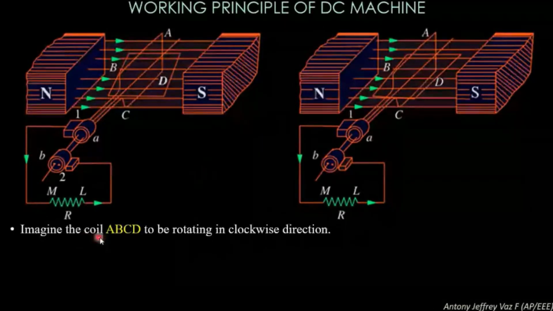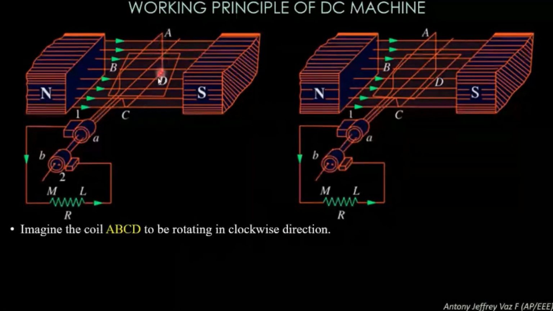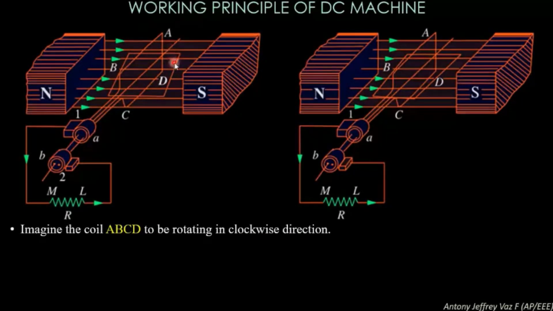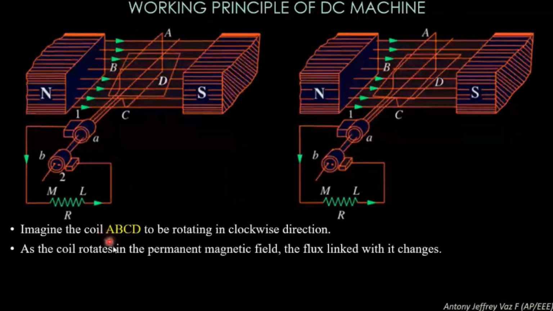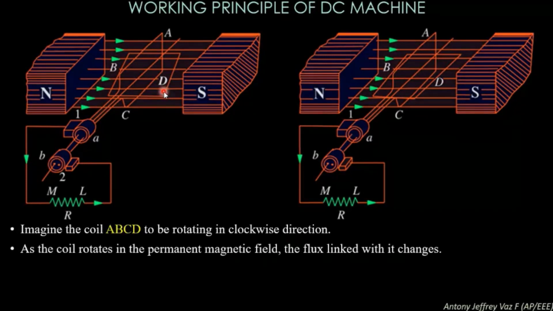Imagine the coil ABCD to be rotating in clockwise direction. So this coil ABCD, which is present here, is being rotated in a clockwise direction. As the coil rotates in the permanent magnetic field, the flux linked with it changes. You know that if the coil is moving inside the magnetic field, the magnetic field linking the coil changes because the coil is in motion, rotating in clockwise direction. So the flux linkage will change. Due to the change in flux linkage, an EMF E is induced in it.